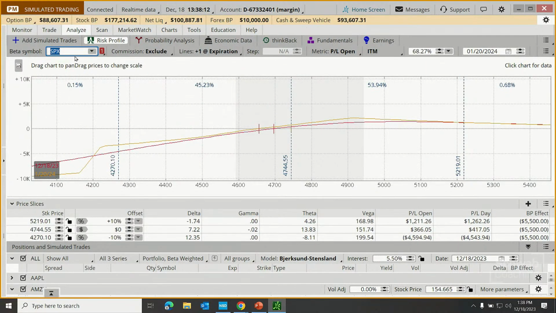So what this is now showing us is a chart of how our entire portfolio, not just Amazon, but our 3 other positions plus Amazon, how those would likely perform as SPX moves. So what's this slice now? It says 47.44.